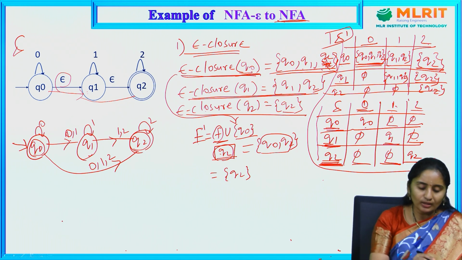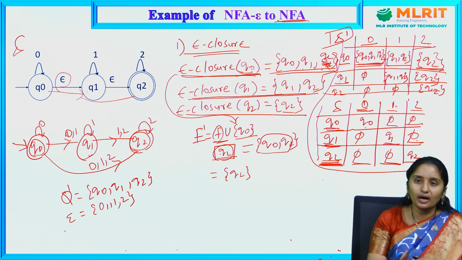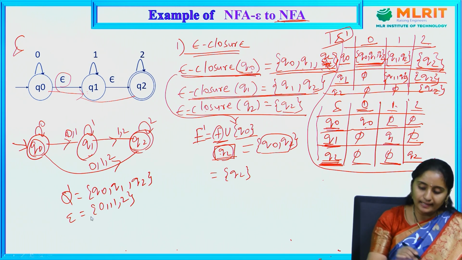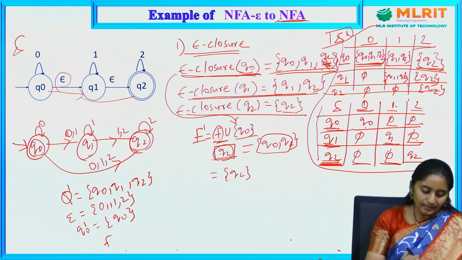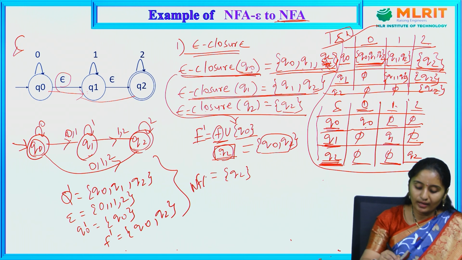So let us write the tuples I have. Q dash is equal to Q0 comma Q1 comma Q2. Sigma, the input symbols, are 0, 1, 2. Next I have delta dash, which is completed. The initial state Q0 dash is Q0. My final states are Q0 comma Q2. So this is for the NFA diagram.